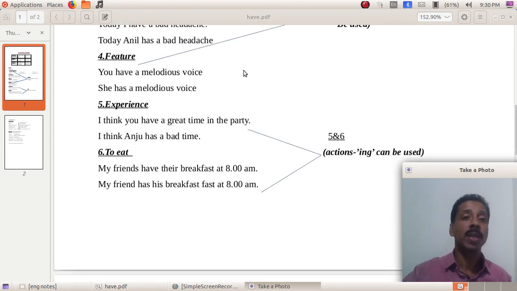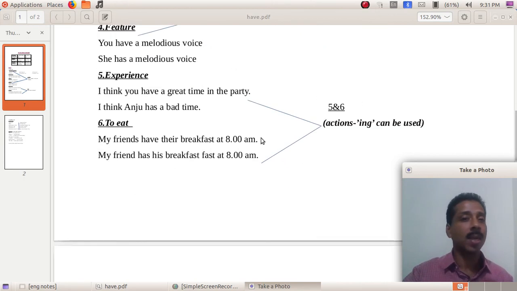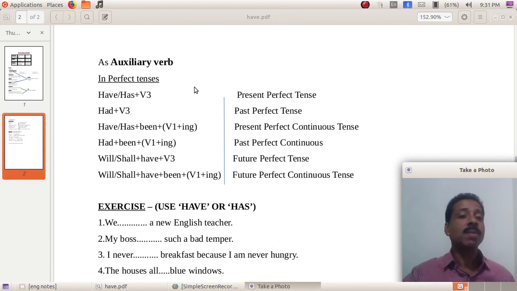Otherwise, while we use it to show possession, relationship, feature, and one more we have mentioned, what is that? Illness. We cannot use having. Don't use having. That is wrong usage. So only in the case of experience, or when we use have or has in the meaning of eat, can we use the ing form. You have to specially keep that in mind. Then we know that have can be used as an auxiliary verb also.